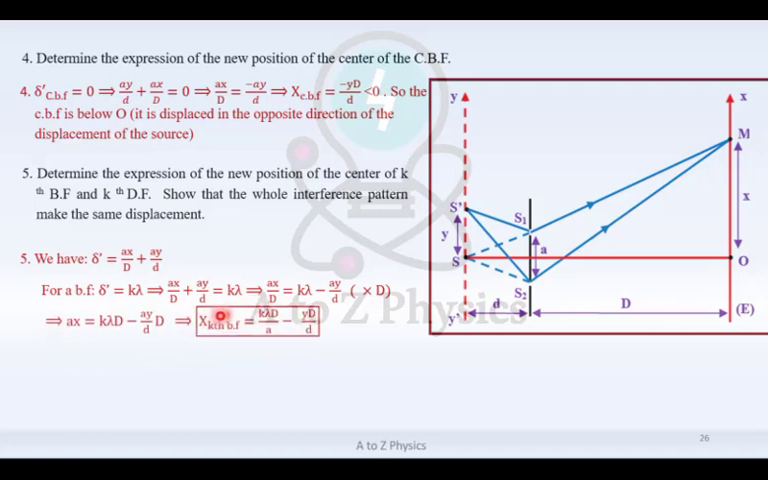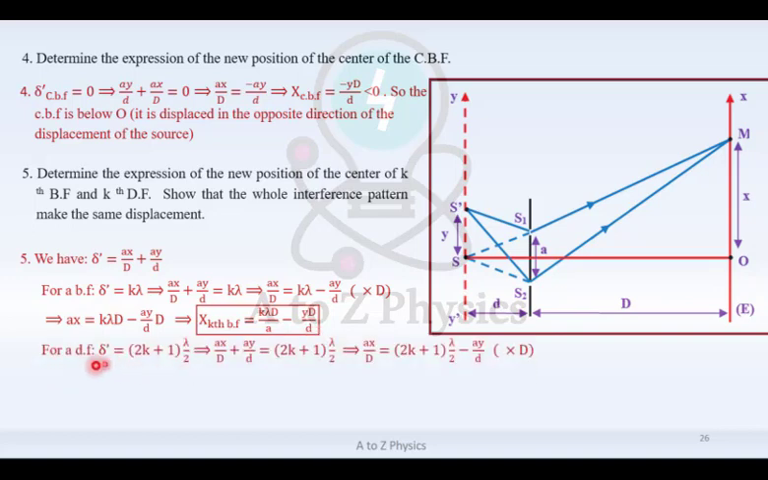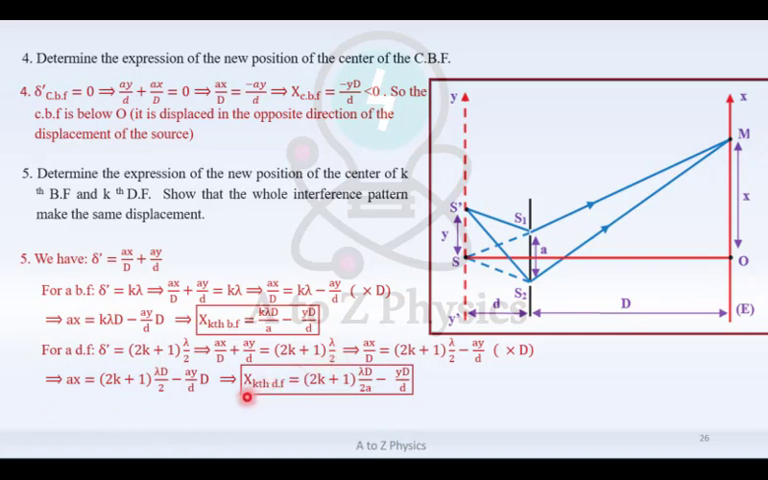By calculation, we will have x of the kth bright fringe equal k lambda large D over a minus y large D over small d. In the case of a dark fringe, the optical path difference is always equal to 2k plus 1 times lambda over 2. By replacing it we will obtain ax over large D plus ay over small d equal to 2k plus 1 lambda over 2. By calculation, we will finally obtain x of the kth dark fringe equal to 2k plus 1 lambda times large D over 2a minus y times large D over small d.